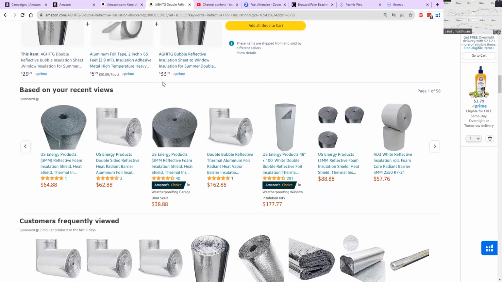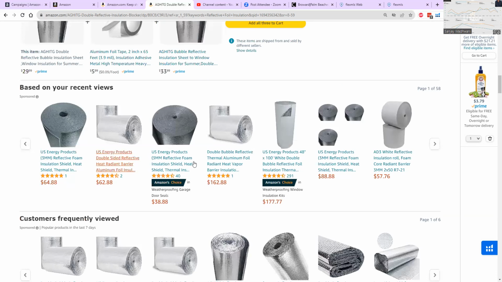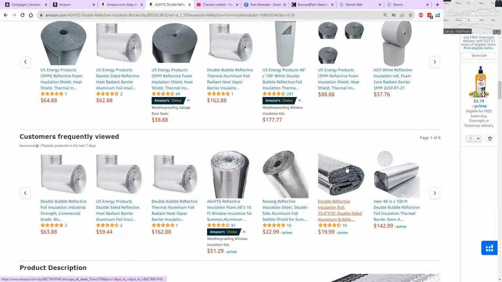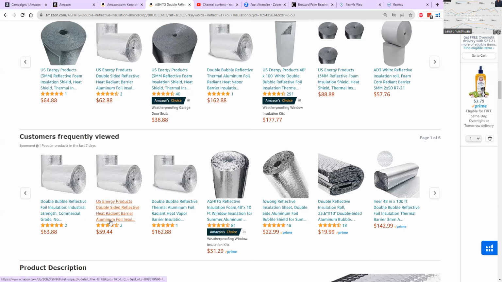So you can sometimes get over here. Let's say this page opens up and it's your brand all the way across. Like, look at this guy. US Energy, 3, 4, 5. You see? So that builds trust in the customer. Look here also. Then you got double bubble right here. 1, 2, 3. Okay.